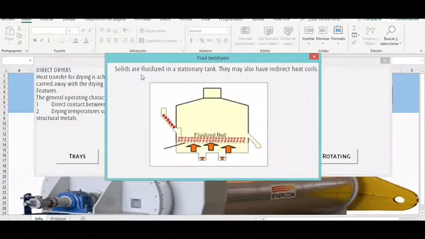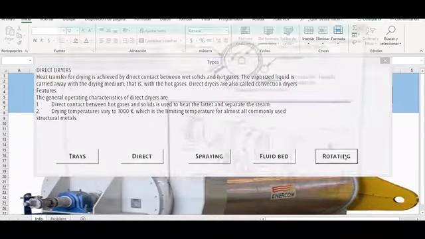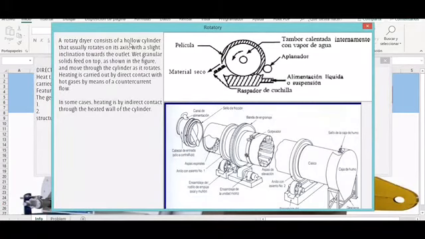The fluid bed is pretty common because the solids are fluid in a stationary tank, and you may also have indirect heat coils, so this is pretty warm. And the rotating one, which is a dryer, which consists in a hollow cylinder, and it usually rotates on its axis. The thing of this is the slight inclination you have to have on the outlet, so the material can go out, and this is carried by contact with the hot gases on the countercurrent of the flow.